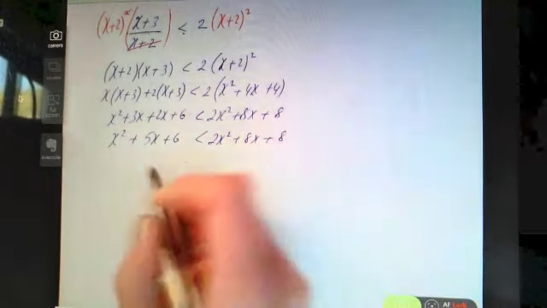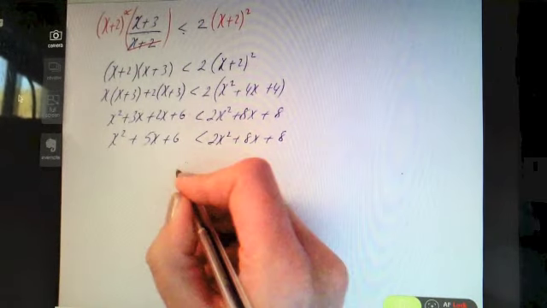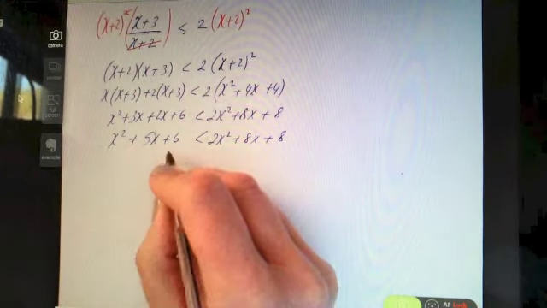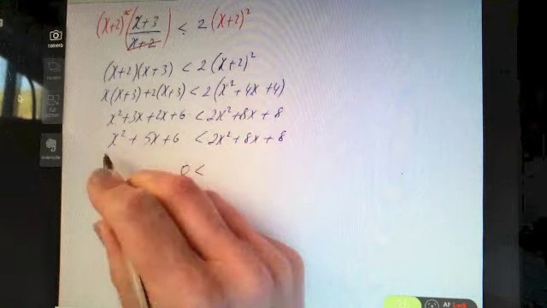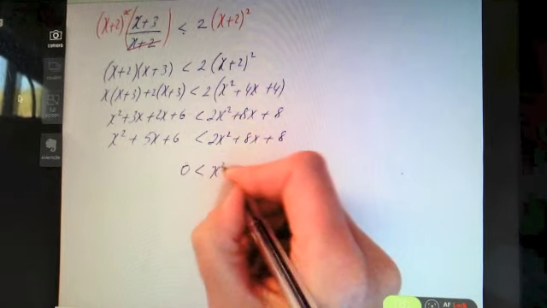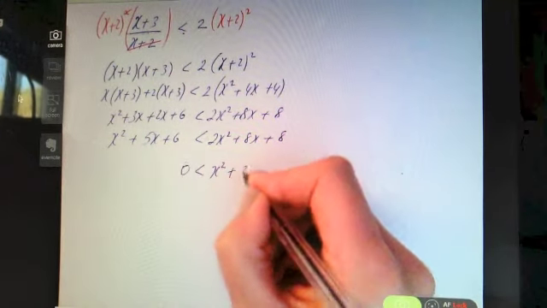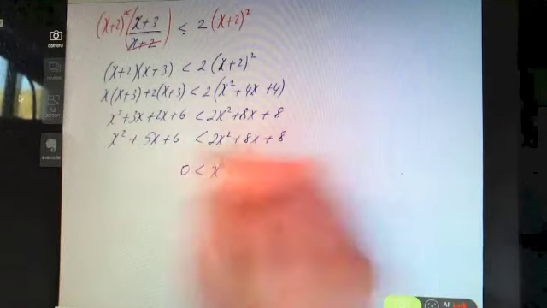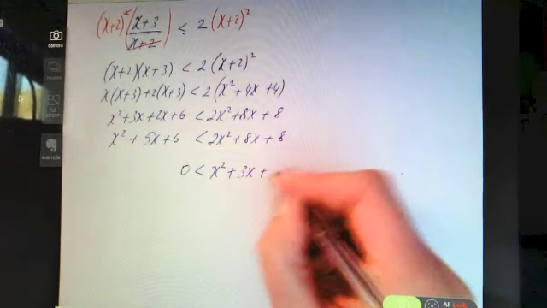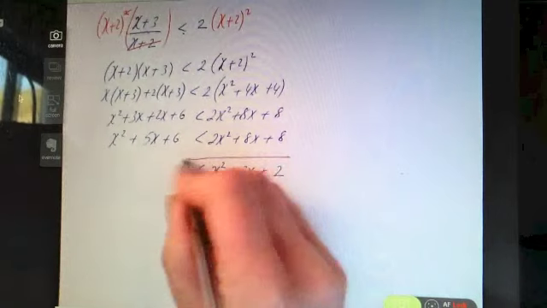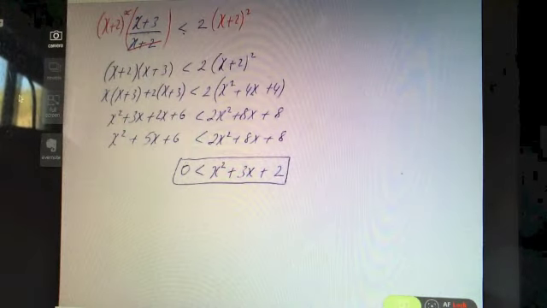And tidying up further, I'm going to bring everything over to the left-hand side, or subtract this left-hand side, and what I would get is take away x squared, and I would get x squared, take away 5x, and I'm going to get 3x, taking away the 5x from 8x, and 6 from 8, of course, is 2. So this is the quadratic inequality I'm now left with.